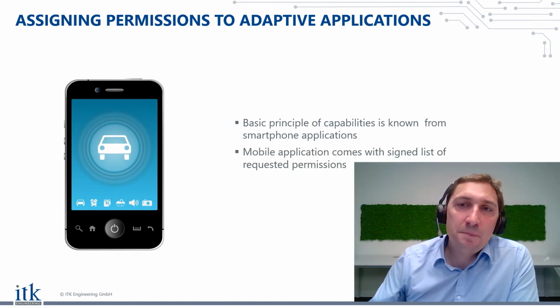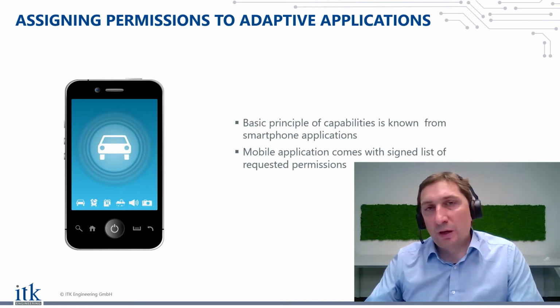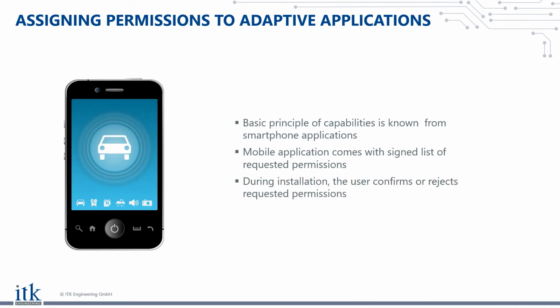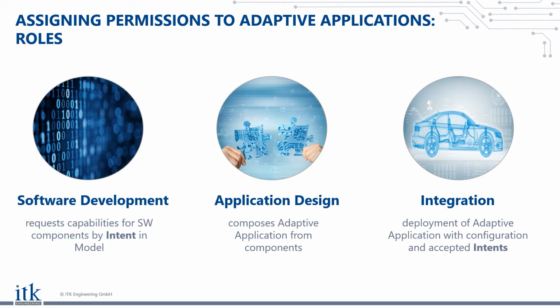Then, during install time, the installer will have to revisit this list of permissions and accept or reject them. And this is exactly what we do in adaptive AUTOSAR. Here we have some different steps. So we have the software development phase, the application design phase, and the integration phase. And all of those phases have to be considered for the modeling.